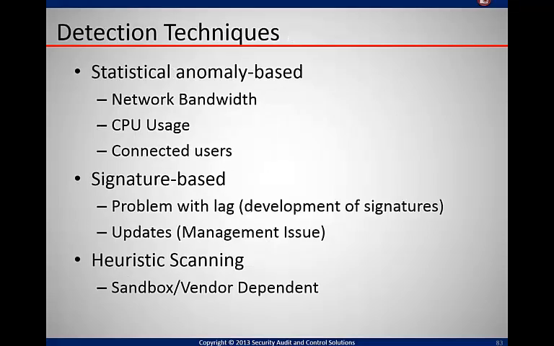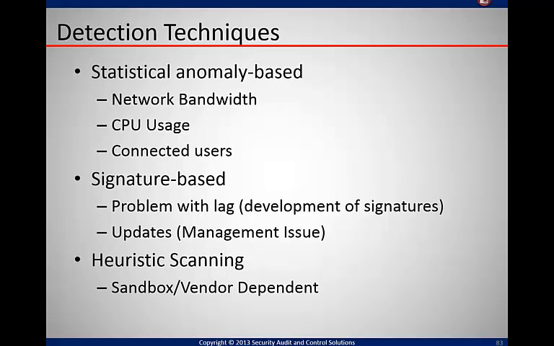Then in an IDS, we can have detection techniques. Some are statistical anomaly based. For example, suddenly network bandwidth: if I have suddenly huge bandwidth utilization, something can be happening in the network that's not normal. So it's a statistical anomaly. CPU usage: suddenly it jumps to 100% for a while. Connected users: if I know I've got only 100 users in my organization and suddenly I have 500 or 1,000 connections, then possibly an attack is taking place.